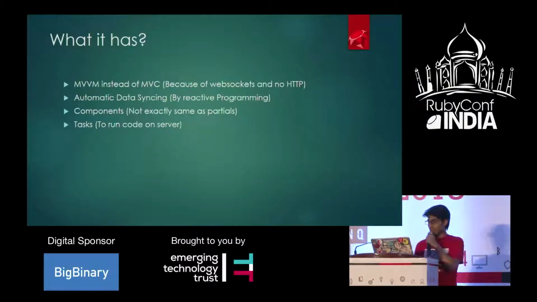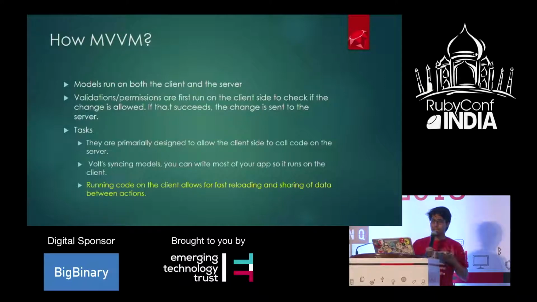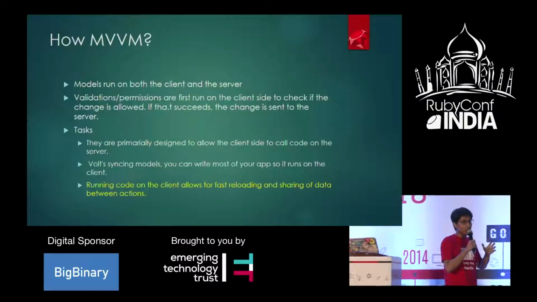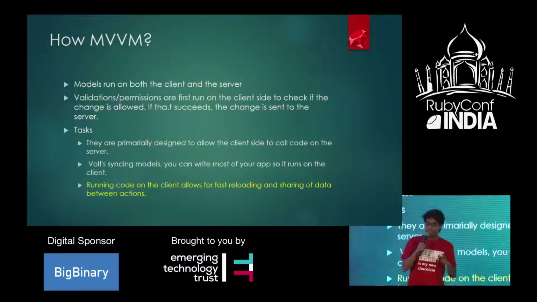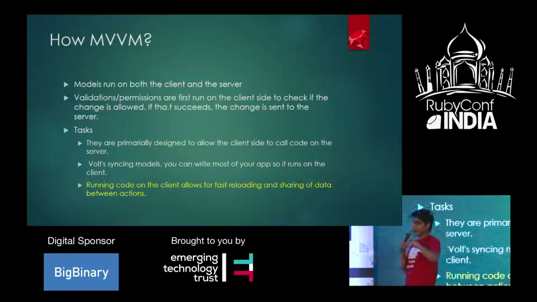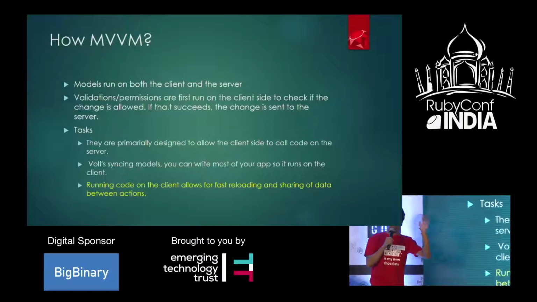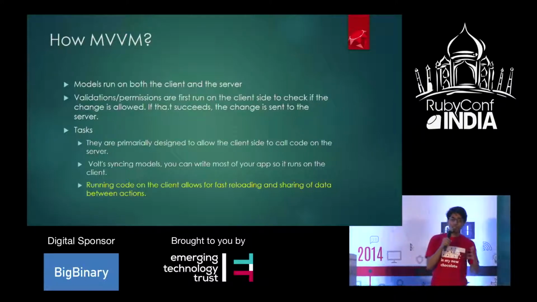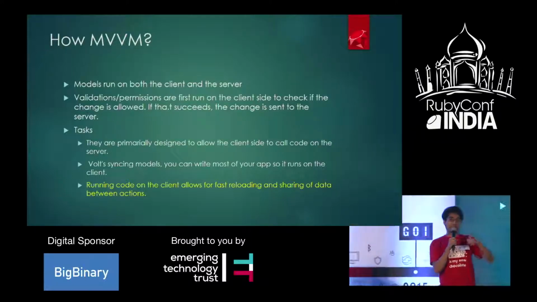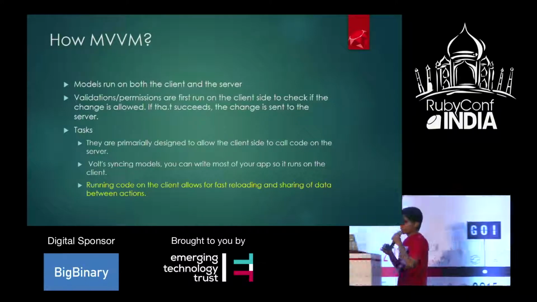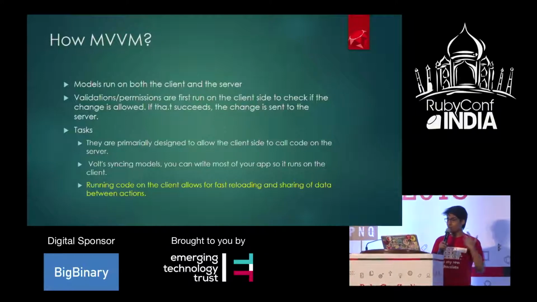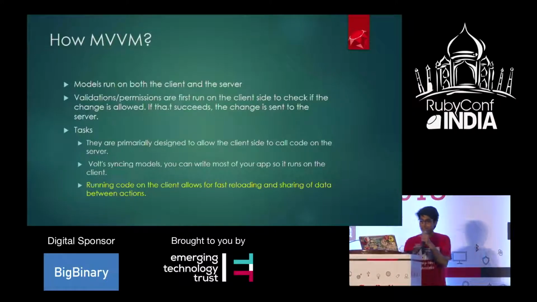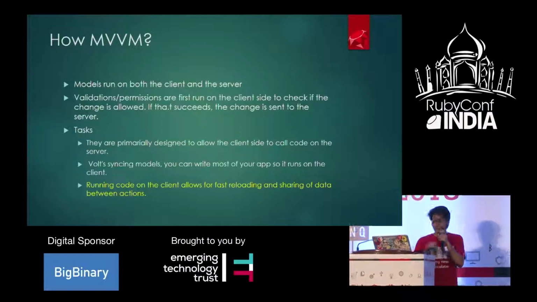Let's deep dive into these things. How is MVVM different from MVC? The model and view are synchronized with the data: whenever the view changes, the corresponding data in the model changes. If you have Angular knowledge, you can think of it as two-way data binding, but the binding is directly with the DB. Running the code on the client side allows fast reloading and sharing of data between the actions. I need to tailor it down because there is more content.